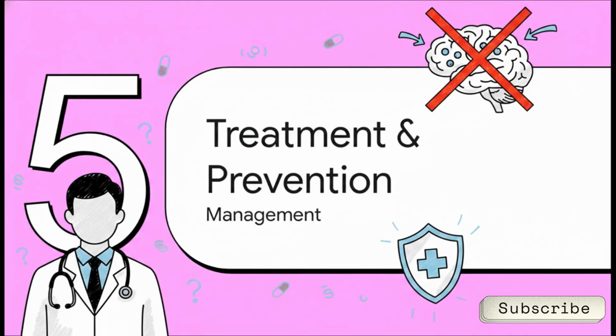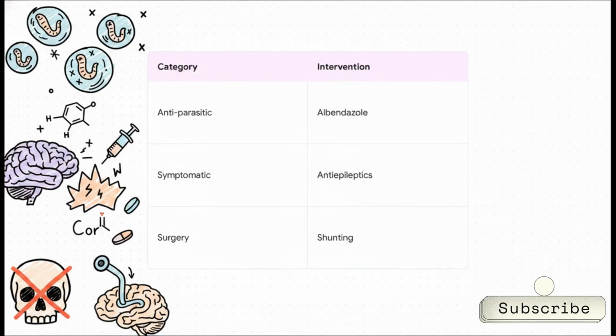Finally, Section 5, Treatment and Prevention. Let's step into the shoes of the attending physician to manage the patient in front of us and see how we prevent this from happening to others. When you're writing out your management plan on an exam, you want to bucket your treatments into 3 super clear categories. First up, antiparasitic. Your mainstays here are albendazole or praziquantel.